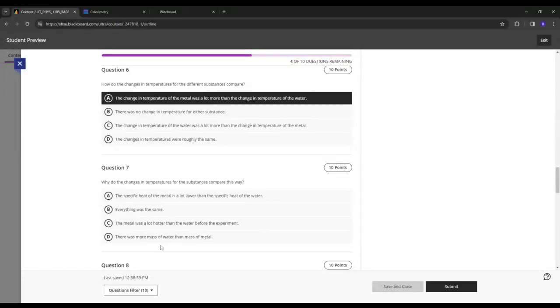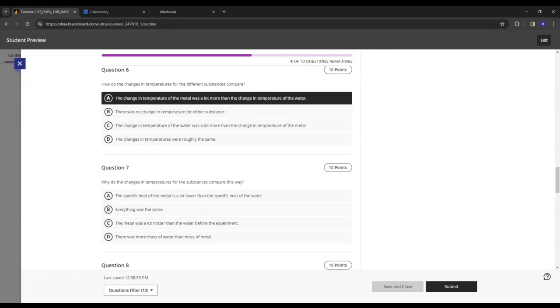A lot of times students will look at D, or the one that's D for me here. There was more mass of water than mass of metal, and they start thinking about mass, and sometimes they mix in density and like size, volume. But that's not true here. Both of these were 50 grams, so it has nothing to do with mass here. We're looking between A and C. And like I said, both of those things are technically true.